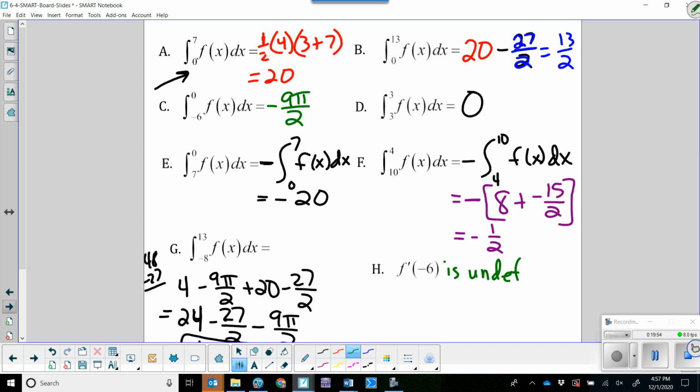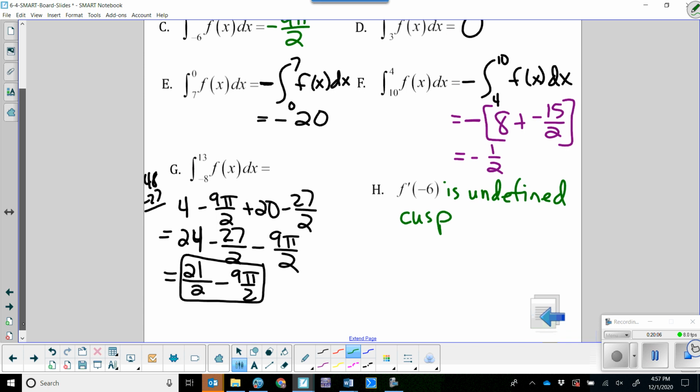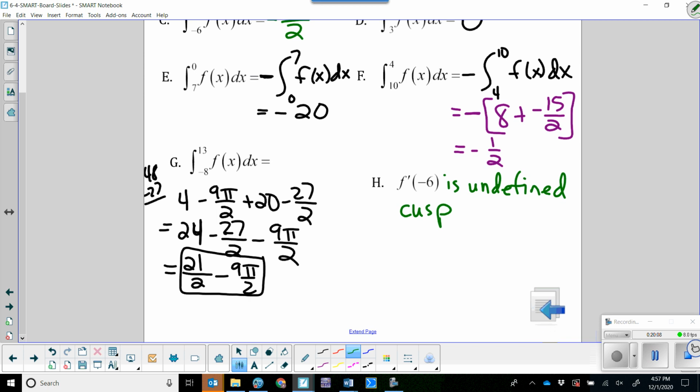And your reason is basically that your derivative from the left and right are different, or you can say there's a cusp. Just remember on the AP test, you really should say derivative from the left of -6 is not the same as the derivative from the right.